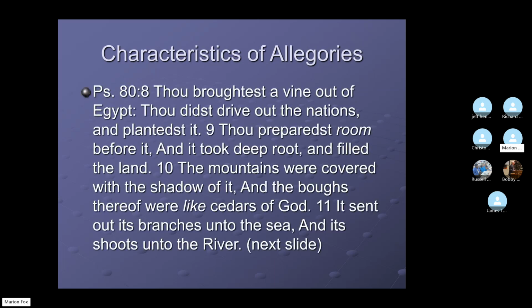Thou broughtest a vine out of Egypt, that is, drive out the nations, and plantest it. Thou preparedst room before it, and it took deep root and filled the land. The mountains were covered with the shadow of it, and the boughs thereof were like cedars of God. It set out its branches into the sea, and its shoots under the river.